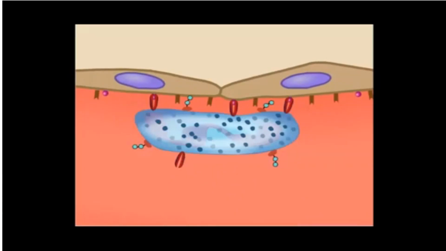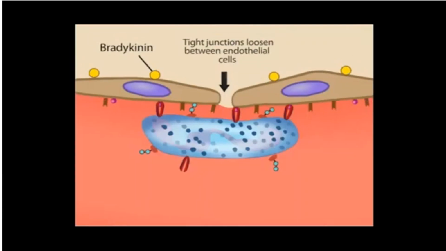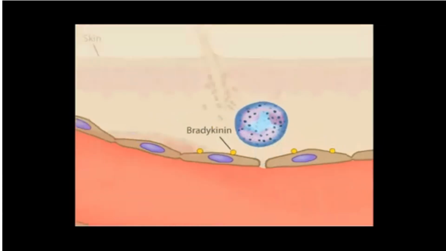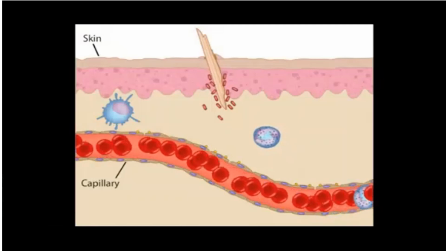Damaged tissue cells in the area of inflammation release bradykinin, a 9-amino acid polypeptide that helps loosen the tight junctions between endothelial cells. Neutrophils can now initiate extravasation, in which they squeeze through the loosened endothelial wall and into the tissues, where they can help macrophages attack the invading microbes.